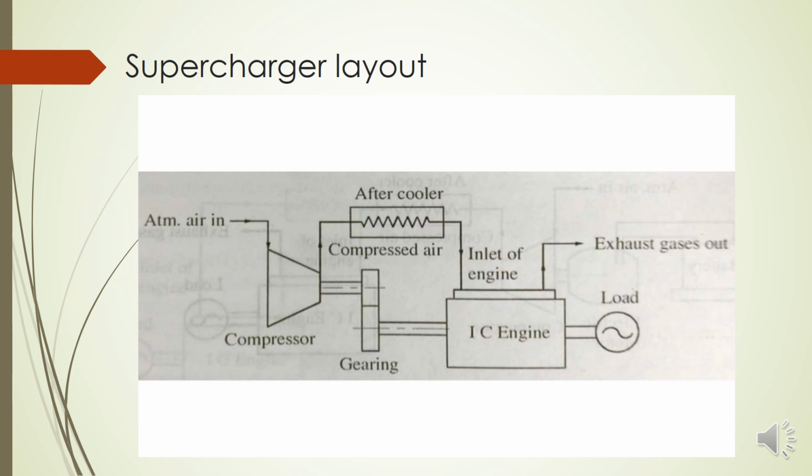So once again, this is the air coming to the compressor. Compressor increases its pressure, temperature, density, etc. And it is cooled in the aftercooler and given to the engine. The exhaust is rejected. And the compressor shaft is connected to the engine shaft through some transmission system. Here we are using a gear drive. So this is the layout of supercharger. You have to study this and draw neatly.